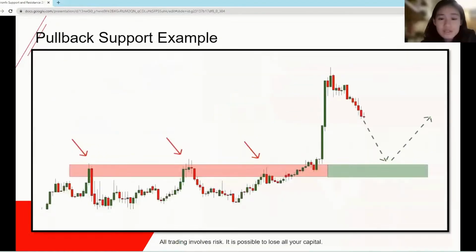Okay, so let's take a look at another example. Here we have this red area. Price has tested this level 3 times with multiple swing highs in line with one another at the resistance level. So once price breaks the red area, it becomes a pullback support level, and we expect price to pull back or retrace to this level, as you can see from the dotted lines here.